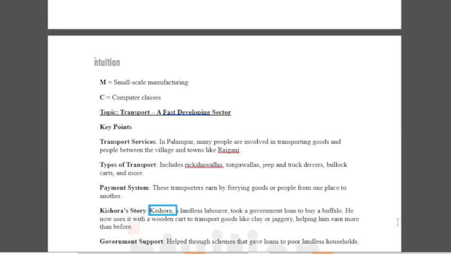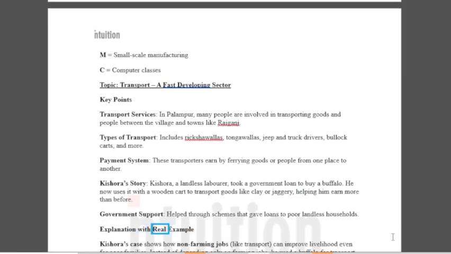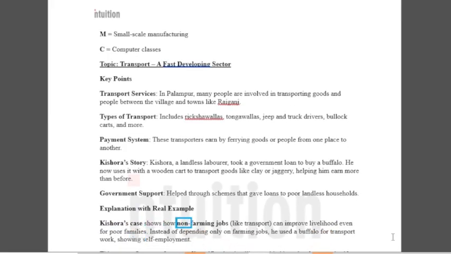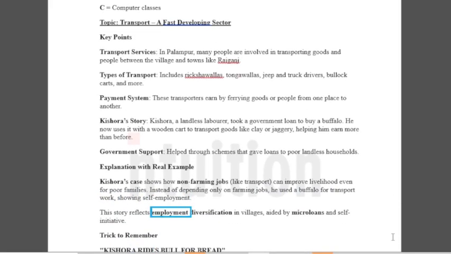Kishora's story. Kishora, a landless laborer, took a government loan to buy a buffalo. He now uses it with a wooden cart to transport goods like clay or jaggery, helping him earn more than before. Government support helped through schemes that gave loans to poor landless households. Explanation with real example: Kishora's case shows how non-farm jobs like transport can improve livelihood even for poor families. Instead of depending only on farming jobs, he used a buffalo for transport work, showing self-employment. This story reflects employment diversification in villages, aided by microloans and self-initiative.